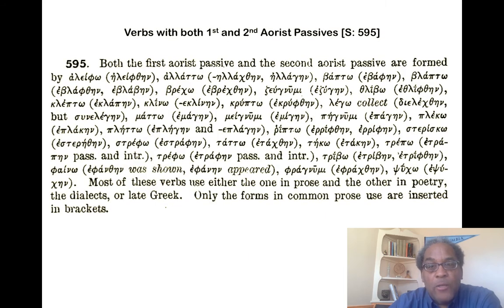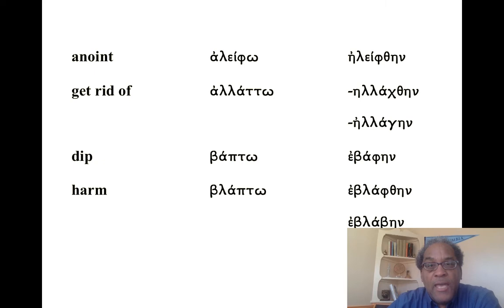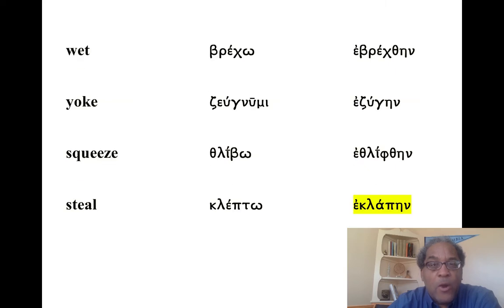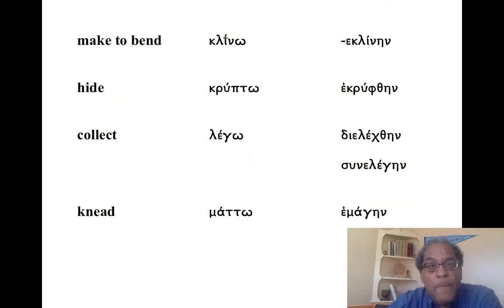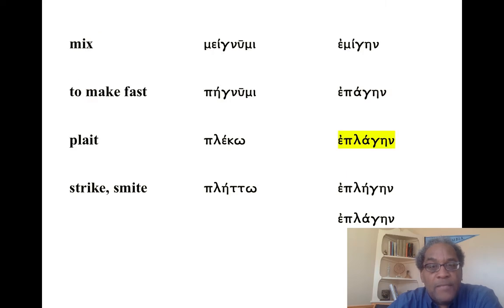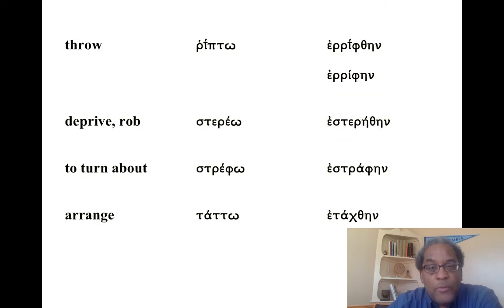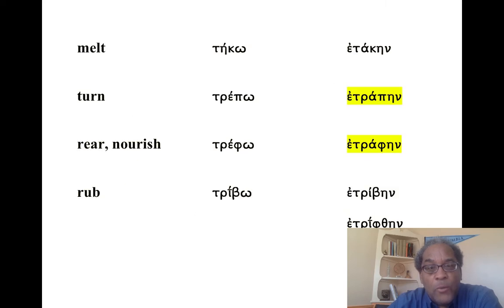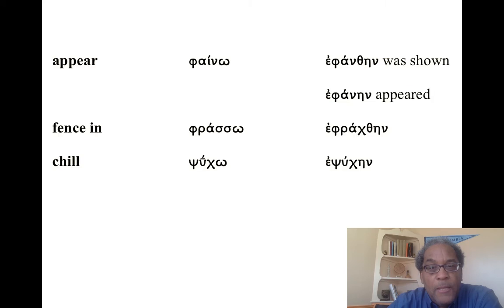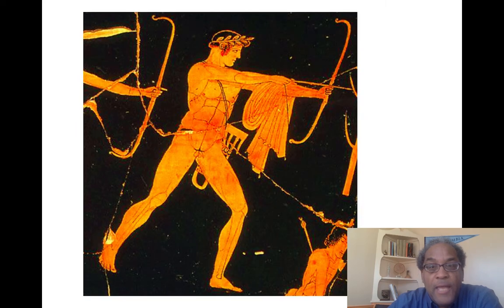So here are all of the verbs, and you'll see that I have simply given them and recited them: anoint, get rid of, dip, harm, wet, yoke, squeeze, steal, make, to bend, hide, collect, need, mix, make fast, plate, strike, throw, deprive, turn about, arrange, melt, turn, rear, rub, appear, fence in, and chill. Those are the verbs that get enunciated, and that completes our treatment of these sections of Smyth, where he notes the especially important first and second aorist verbs.